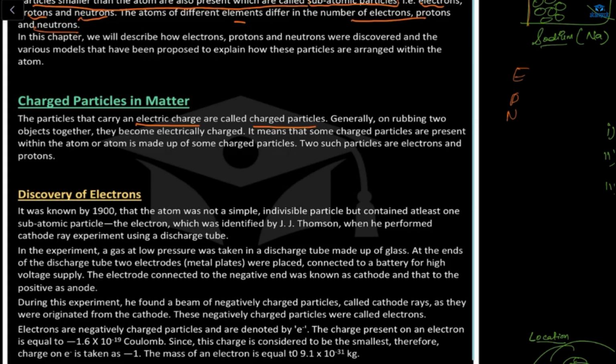Generally, on rubbing two objects together, they become electrically charged. Earlier, early humans rubbed rocks against each other. So what happened then? To light up fire. So on rubbing two objects, they get electrically charged and electrons flow from one place to another. It means that some charged particles are present within the atom.